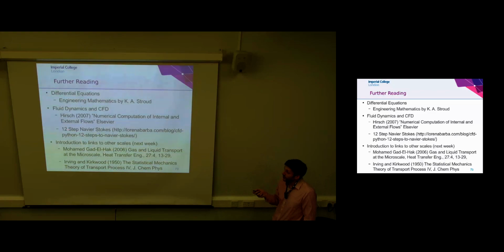There's also this website that's actually very, very good. It's called a 12-step guide to the Navier-Stokes equation, and it builds up term by term, a solution of that equation. And in some ways, the process we'll follow will be similar to that. So if you want to get an idea of where we'll go next, that's well worth looking at.